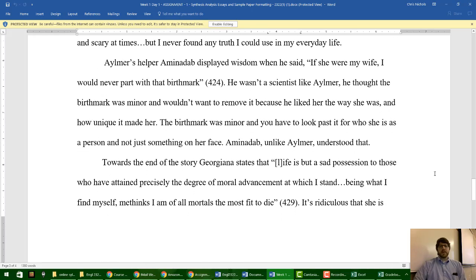Elmer's helper, Aminadab, displayed wisdom when he said, if she were my wife, I would never part with that birthmark. I don't know why I gave him that voice, but I always have. Aminadab wasn't a scientist like Elmer. He thought the birthmark was minor and wouldn't want to remove it because he liked her the way she was and how unique it made her. The birthmark was minor, and you have to look past it for who she is as a person and not just something on her face. Aminadab, unlike Elmer, understood that.